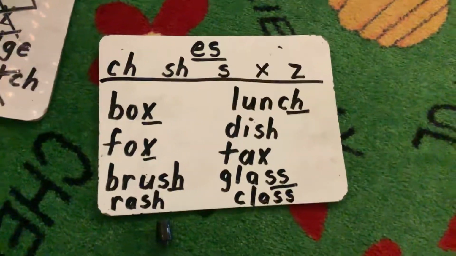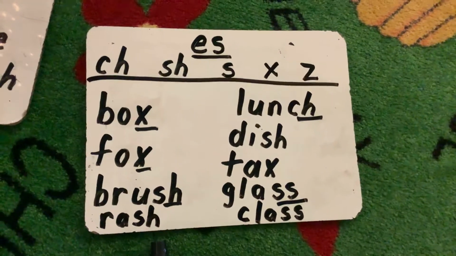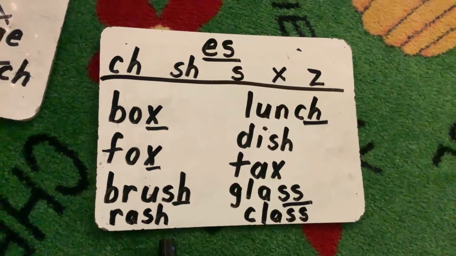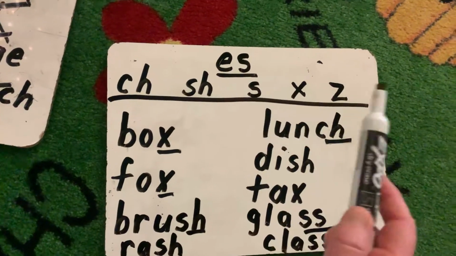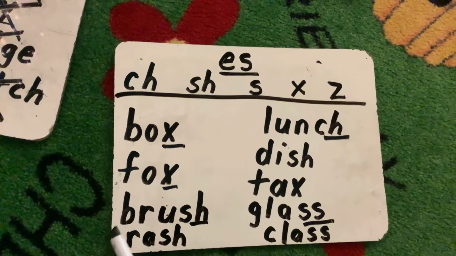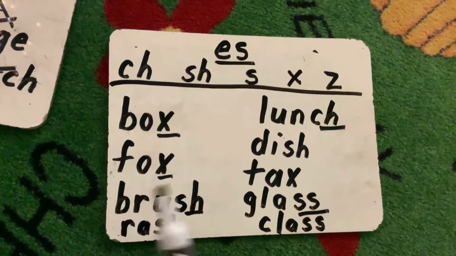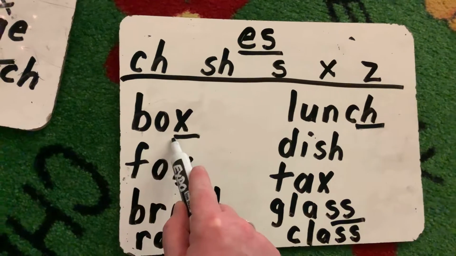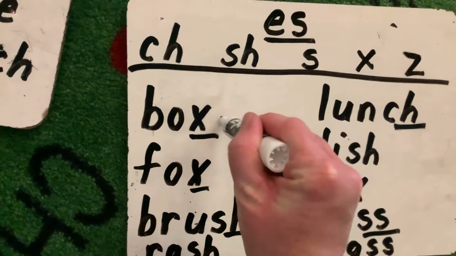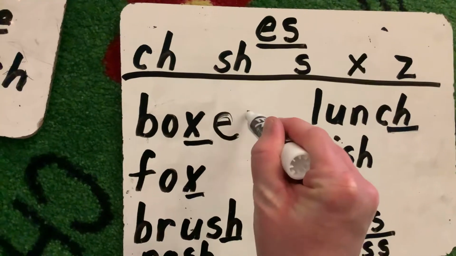So let's say our rule again to help us remember. It's like a little cheer. When a word ends in ch, sh, s, x, or z, add es and you'll please me. All right, so let's look at our base word. We have this word, box. We want it to be more than one, so we add es.